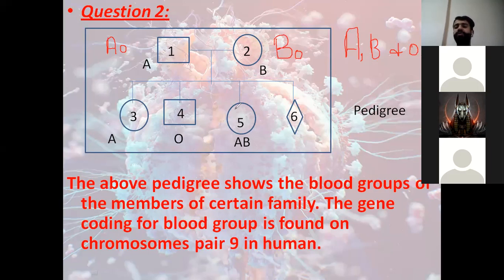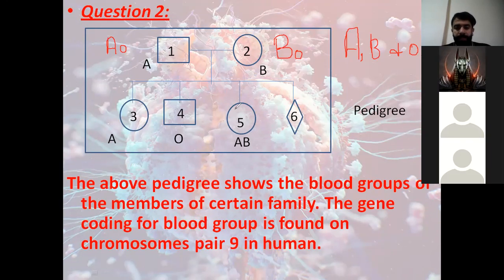Individual 4 has blood group O. What is the genotype? OO. Justify: because it is recessive and it can only be shown in homozygous form. Very good, because it's recessive and it can only be expressed in the case of homozygous. So individual 4 has OO, individual 1 has AO, individual 2 has BO.